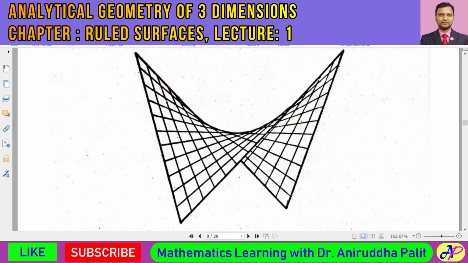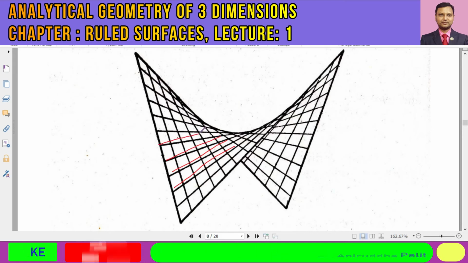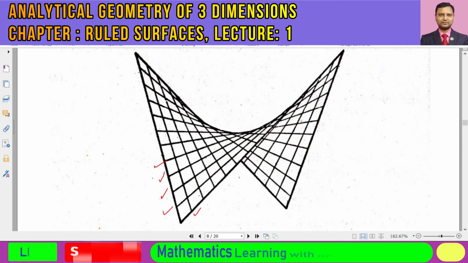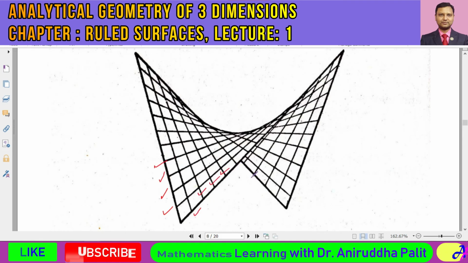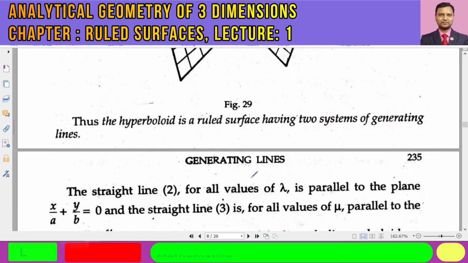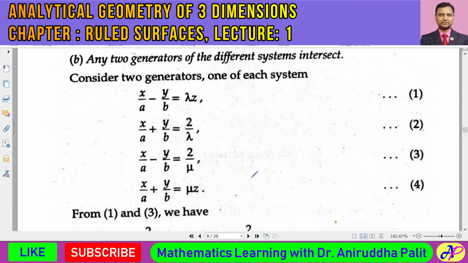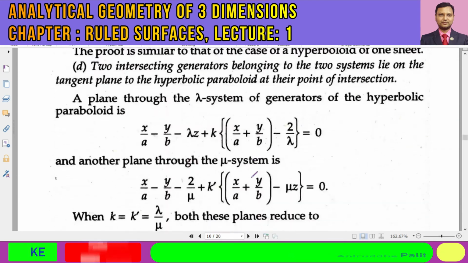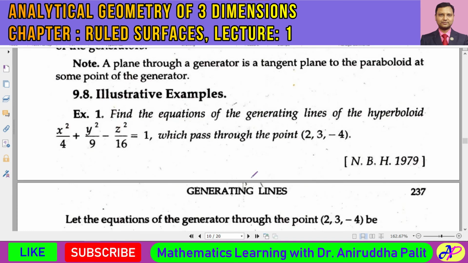You see this type of straight lines, these are actually the lambda system of generators. And if this is the lambda system of generators, in that case this other type of straight lines would be the mu system of generators. So in this way, these generators are arranged, and all these four properties will hold good for the lambda and mu systems of generators. Okay, so this much I wanted to discuss, and I also wanted to discuss two examples.